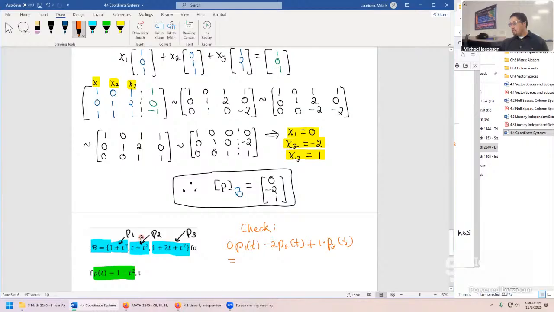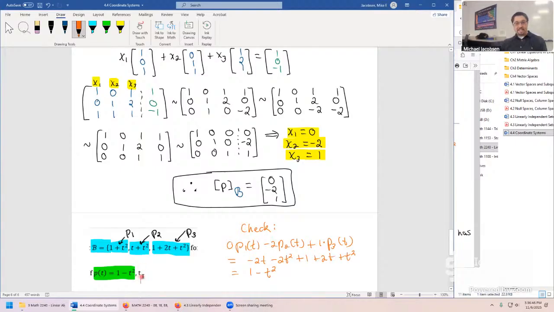What we get is -2 scaling that polynomial. So -2t minus 2t squared. 1 scaling P3 is just +1 plus 2t plus t squared. Add up these like terms. Constant term is 1. -2t plus 2t vanish. -2t squared plus t squared is -t squared. And that is the original P of t.